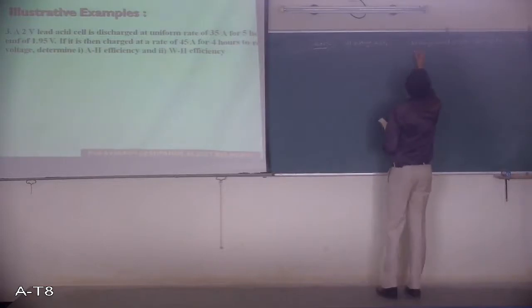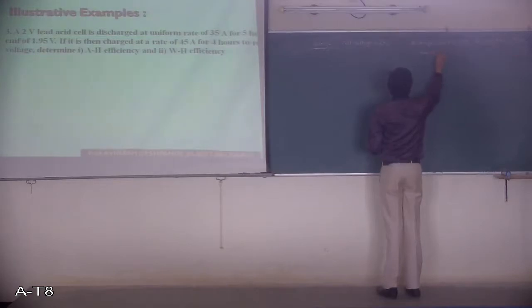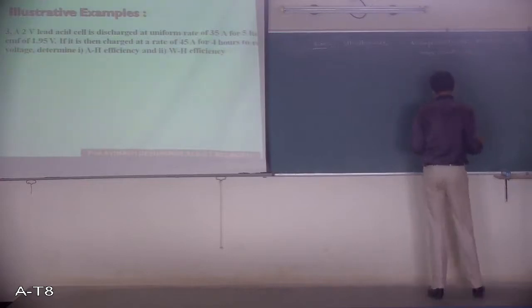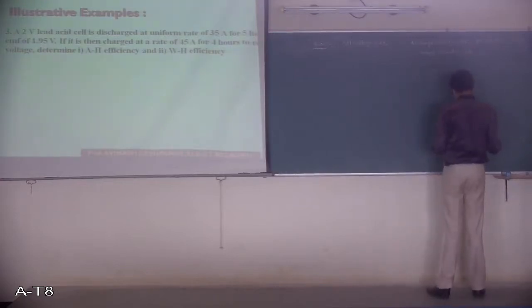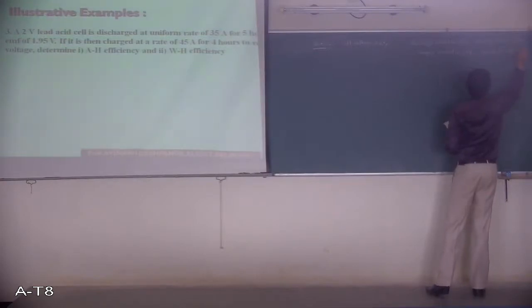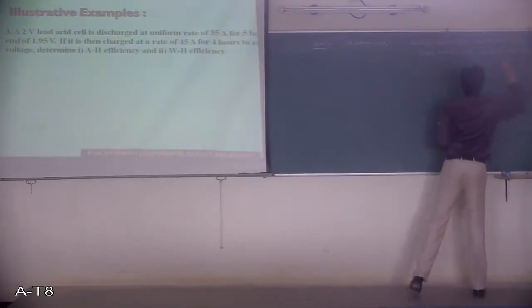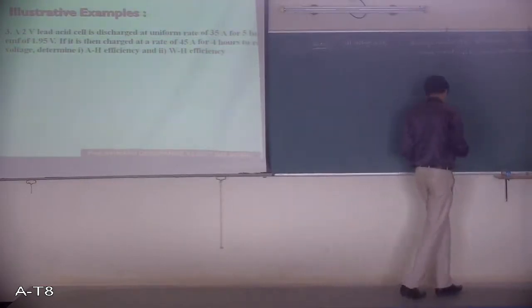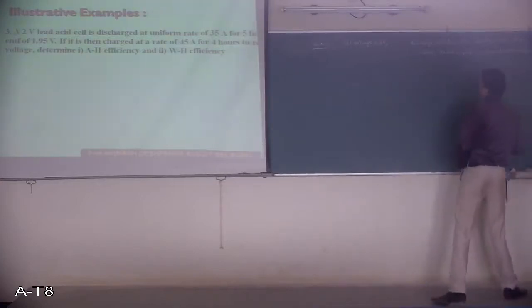Then you have charging data. Charging current is 45 amperes, and charge duration is 4 hours. This is mentioned very clearly. Now let us calculate ampere hour efficiency.